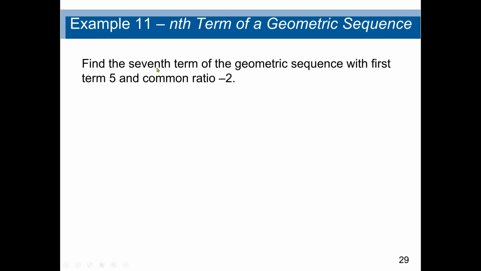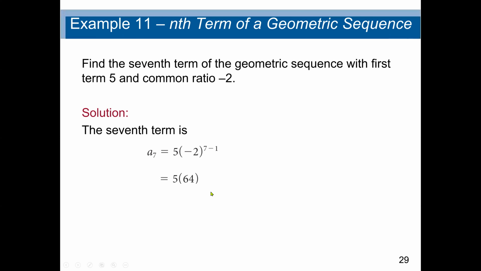Here they say we should find the 7th term of a geometric sequence with first term 5 and the common ratio, which is R, of -2. So we are looking for the 7th term. That will be A_7 equal to, the first term is 5, so A_7 equals 5 times R, R is -2, to the power n minus 1. 7th term, so n is 7, 7 minus 1.